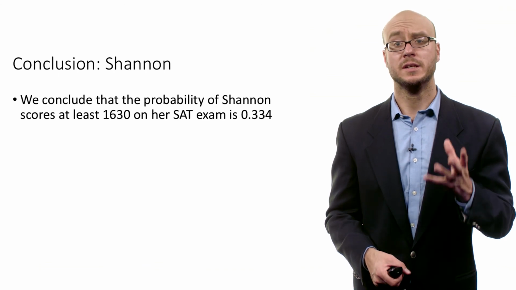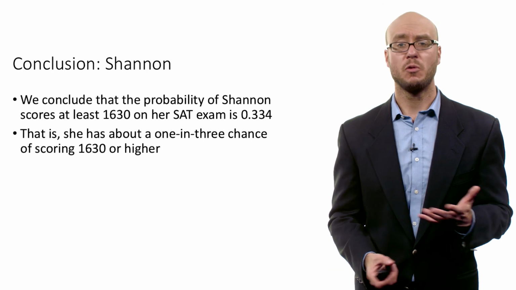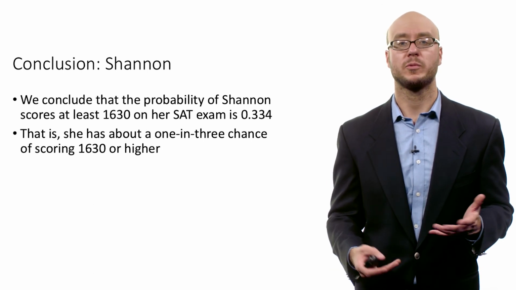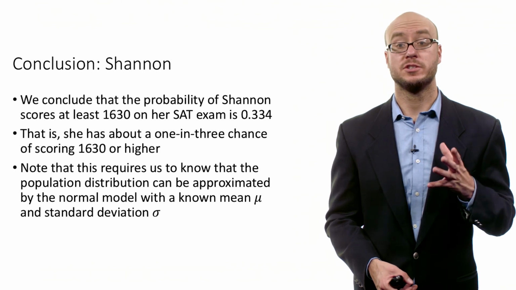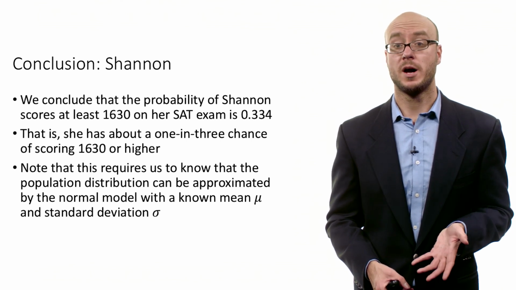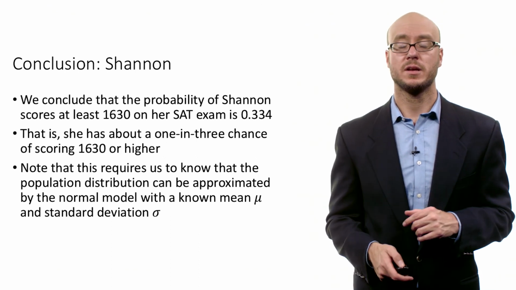So we can conclude that the probability of Shannon scoring at least 1630 on her SAT exam is about 1 in 3, 0.334. Note that this requires us to know that the population distribution can be approximated by the normal model with a known mean and standard deviation. That's the important part about Shannon. And with that, we will go through a few more examples about working with z-scores and the standard normal distribution model.